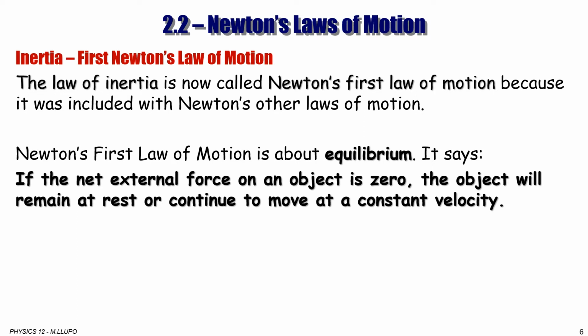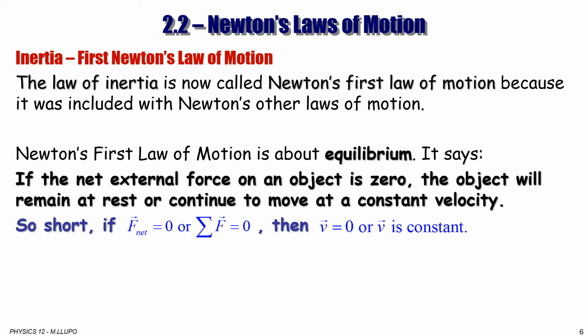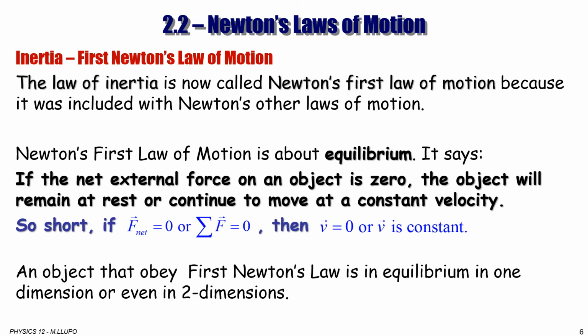It says if the net external force on an object is 0, the object will remain at rest or will continue to move at a constant velocity. So for short, we can write if F net is equal to 0, or if sum of all forces is equal to 0, then velocity is 0 or velocity is constant, or acceleration is 0.